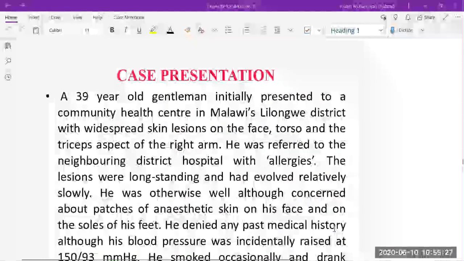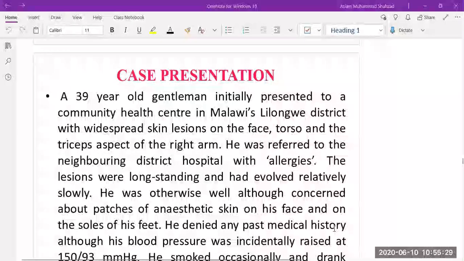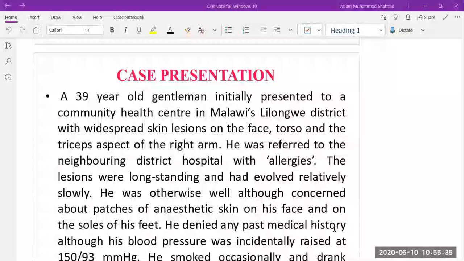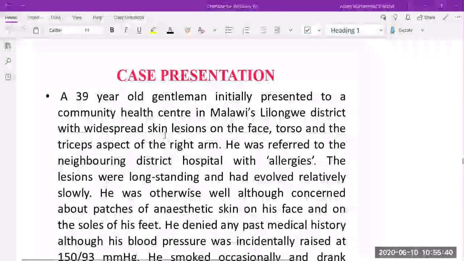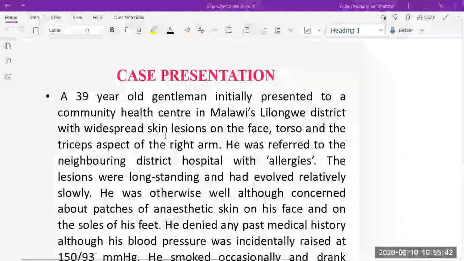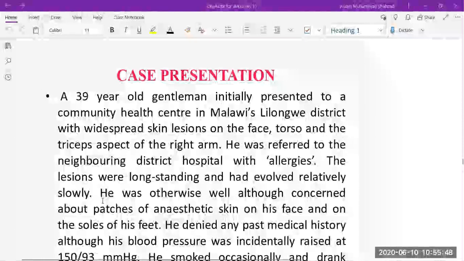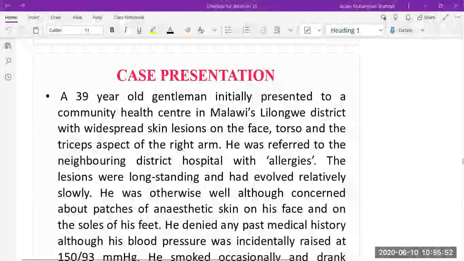So I'm presenting a case of a 39-year-old gentleman initially presented to a community health center in Lalangwe district, Malawi, with widespread skin lesions on the face, torso, and tricep aspect of the right arm. He was referred to the neighboring district hospital. The lesions were long standing and had evolved relatively slowly.